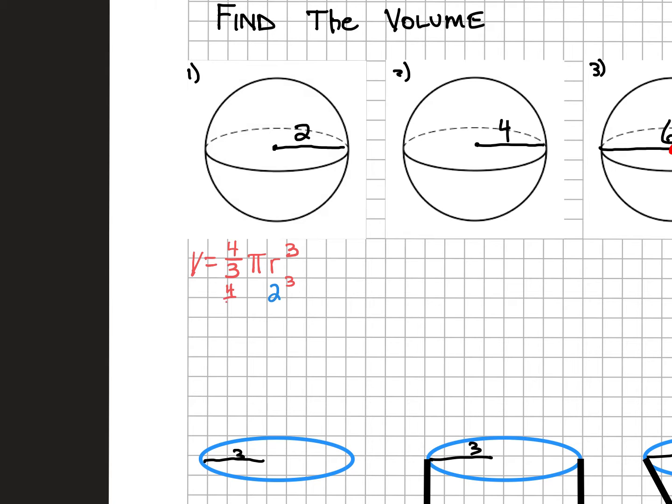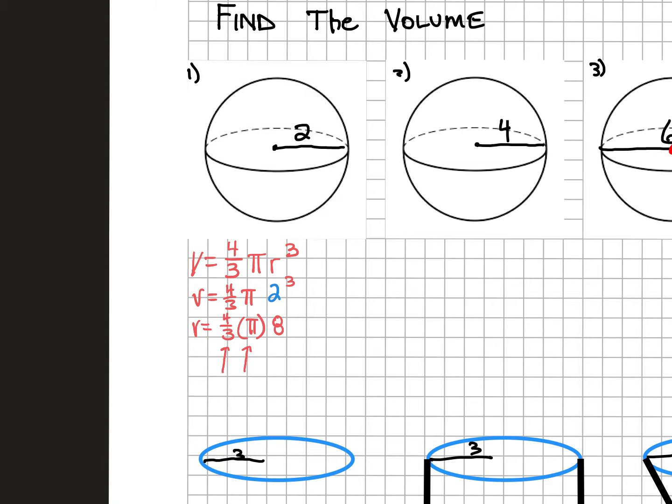And we have 4/3 pi. And 2 cubed is 2 times 2 times 2, which is 8. So the three things we have to multiply together are 4/3, pi, and 8. Now, if I wanted to do this in my calculator, I can do 4 divided by 3, and then I can multiply by 8, and then I can multiply by pi.